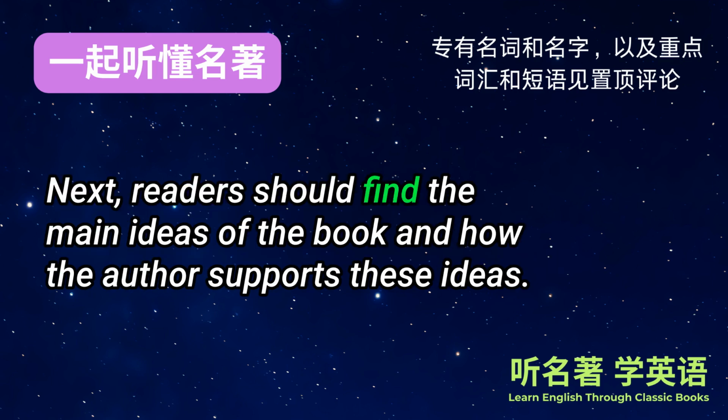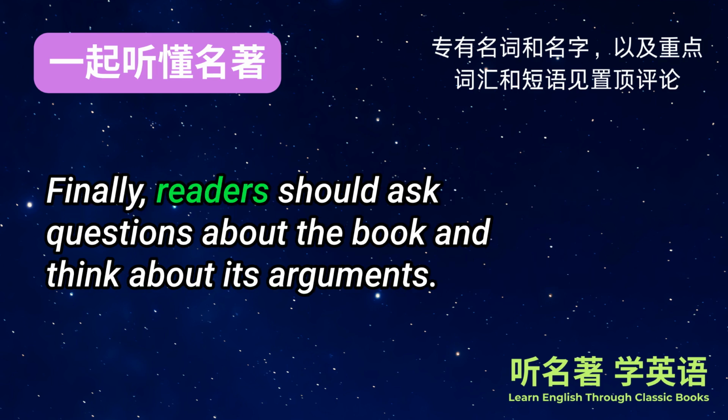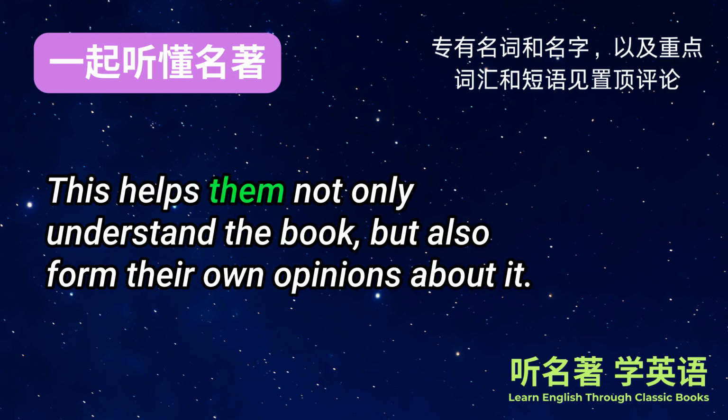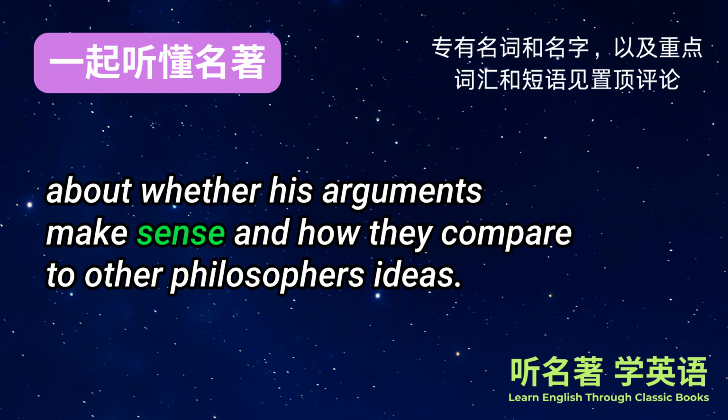Next, readers should find the main ideas of the book and how the author supports these ideas. They should also look at the structure of the book, how it is organized, and how each part connects to the whole. Finally, readers should ask questions about the book and think about its arguments. This helps them not only understand the book, but also form their own opinions about it. For example, if someone is reading a philosophy book by Aristotle, they should not just memorize what Aristotle said, but also think about whether his arguments make sense and how they compare to other philosophers' ideas.